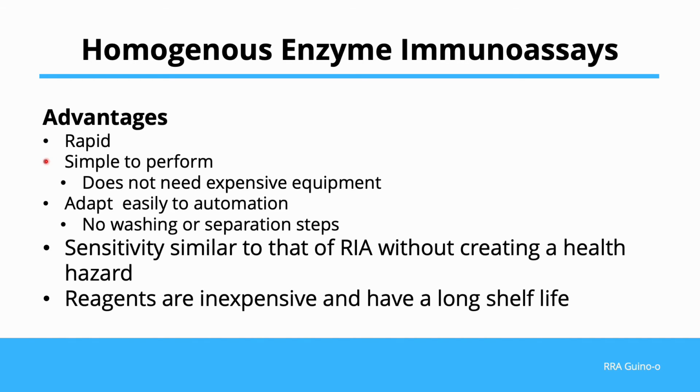For the advantages of our homogeneous enzyme immunoassay, first, it is rapid, and it is also simple to perform because it is only one step, and therefore it does not need expensive equipment. You can also easily adapt it to automation because there are no washing or separation steps. Homogeneous enzyme immunoassays have a similar sensitivity to our radioimmunoassay without creating a health hazard, and their reagents are inexpensive and have a long shelf life.